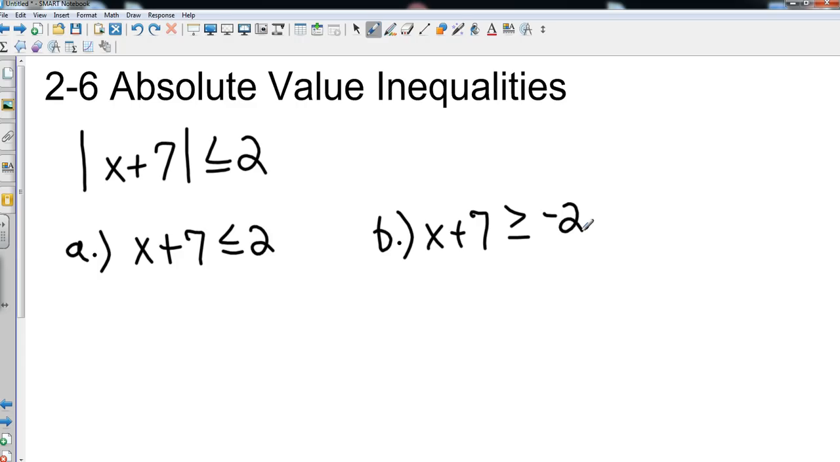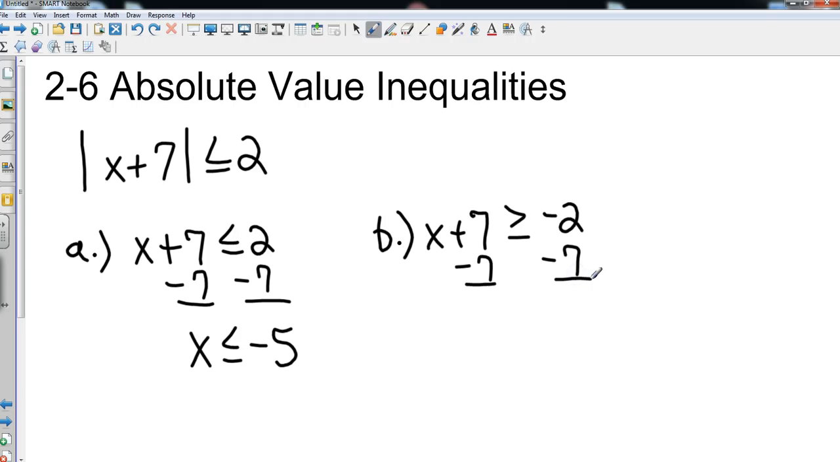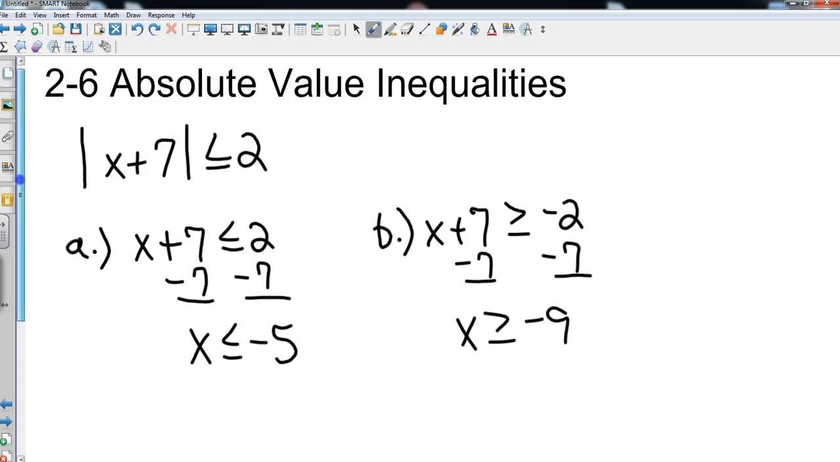Now we solve them just like normal. We subtract 7 from both sides, and we get x is less than or equal to negative 5. And we also subtract 7 from both sides here, and we get x is greater than or equal to negative 9. So in this case, we could graph this if they asked for it.